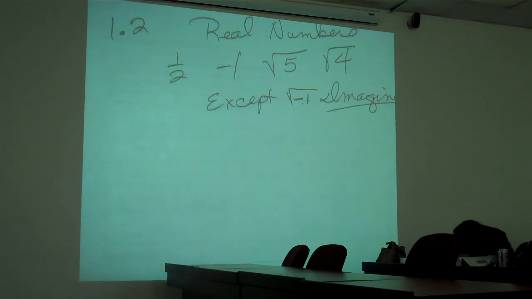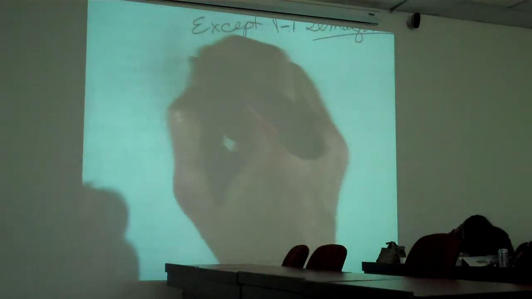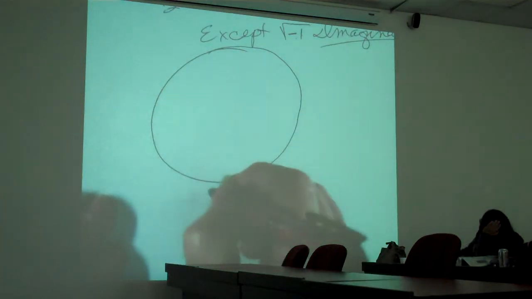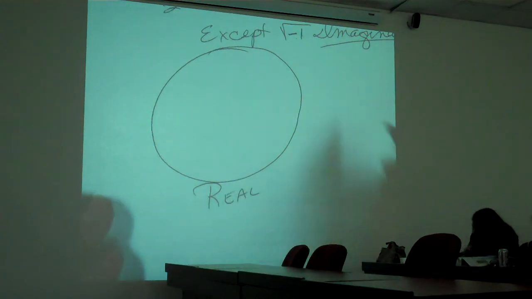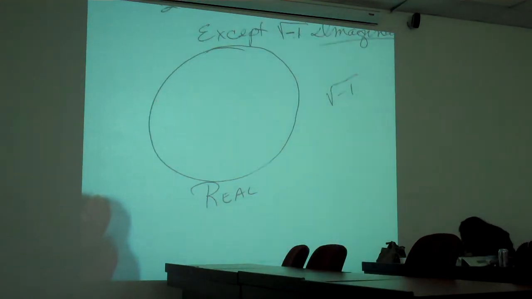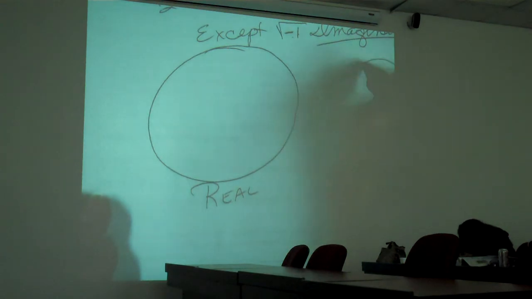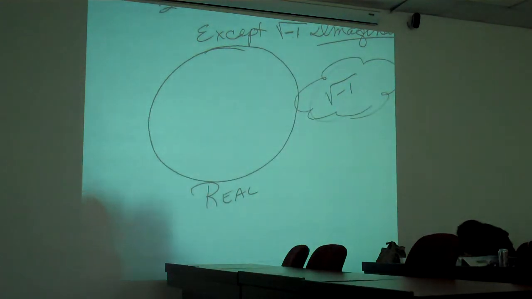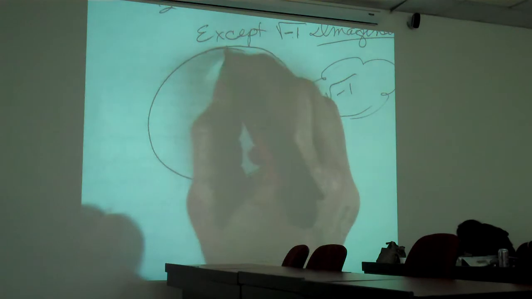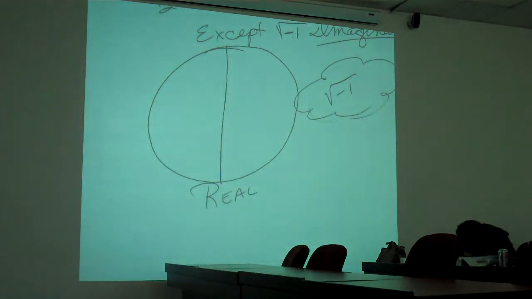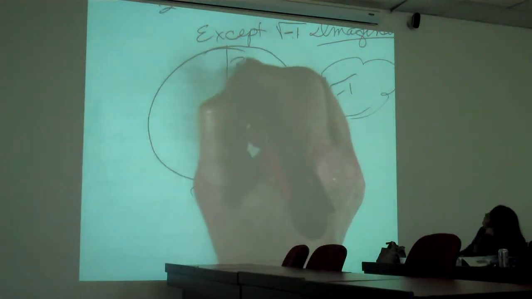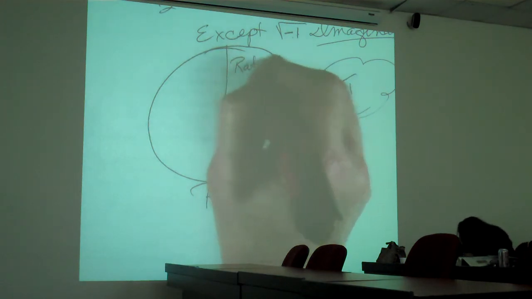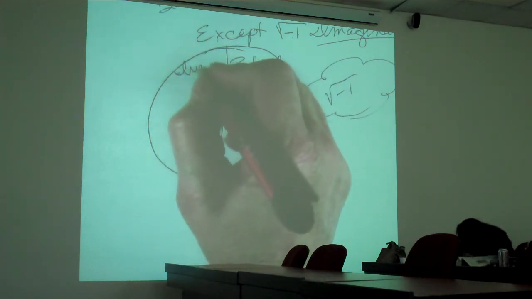Let me draw a circle and show you how we divide up all the numbers. Here's all of your real numbers. Your negative ones are out here. We'll put them in a cloud because they're imaginary. Okay, we're going to divide this into rational and irrational. Does anybody know what irrational is?